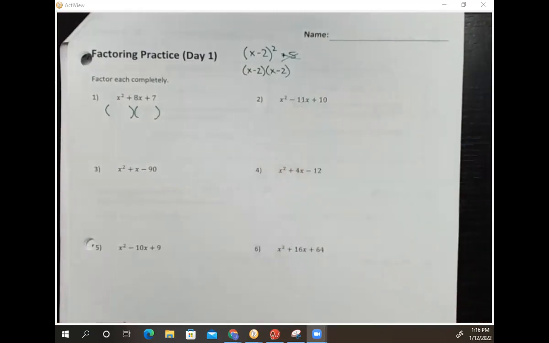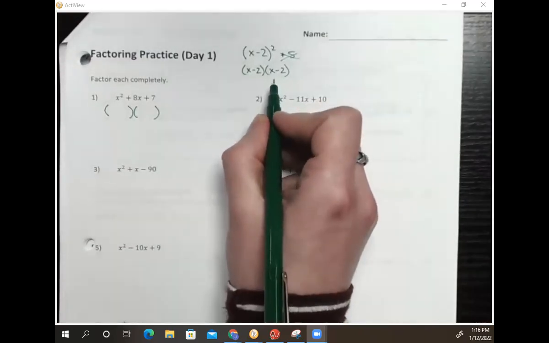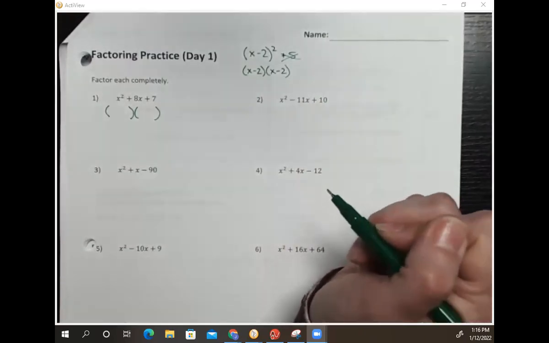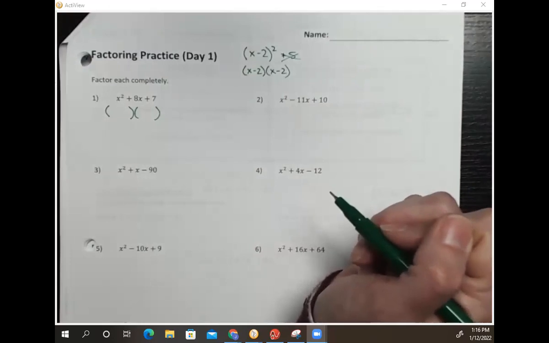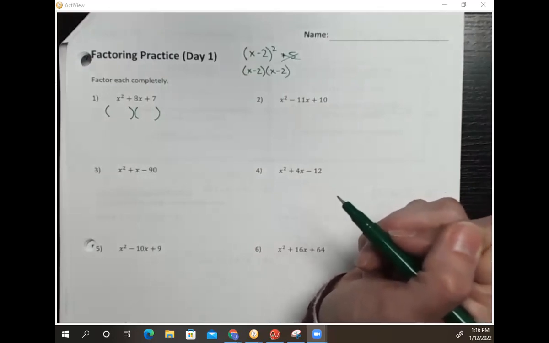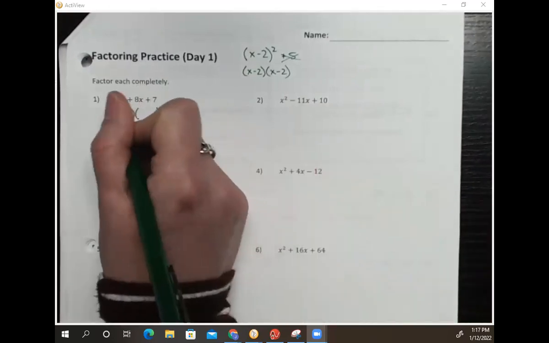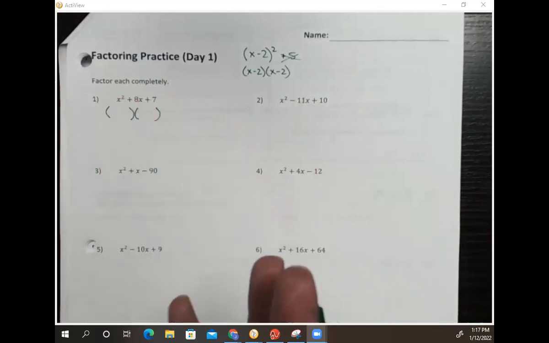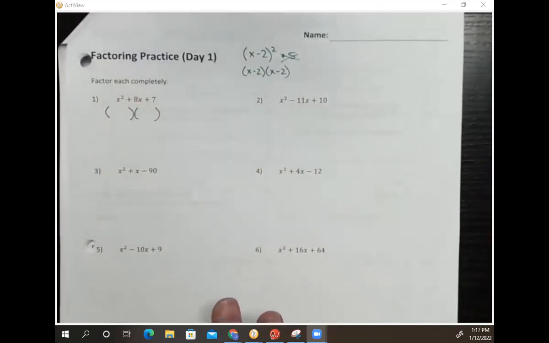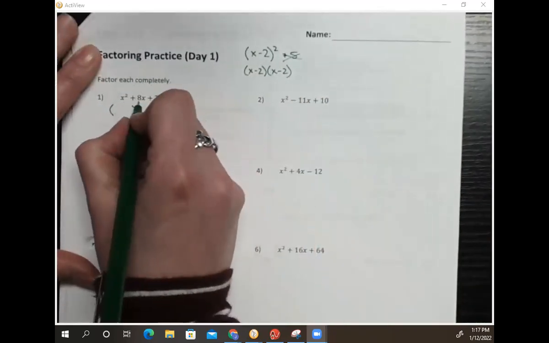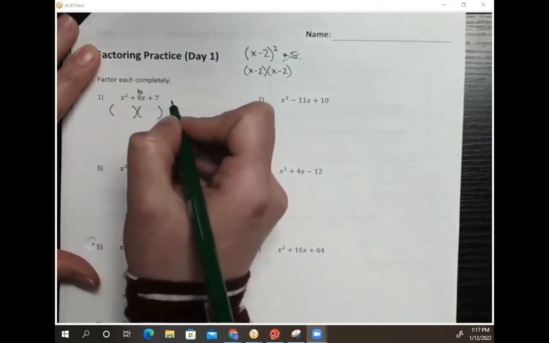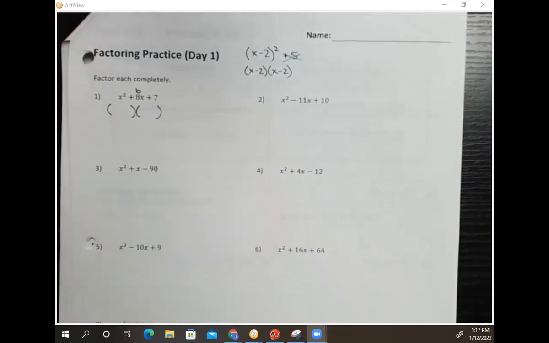Now, in some cases, the stuff in parentheses could be exactly the same like what we saw here. In many cases, it won't be exactly the same, okay? So what we're going to talk about today is what that factored form looks like, how I get it to look like that. So for number one, I want you to remember that this middle number we called B when we looked at that last time.